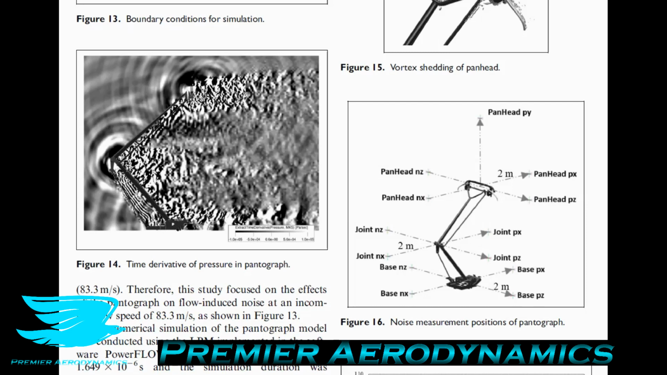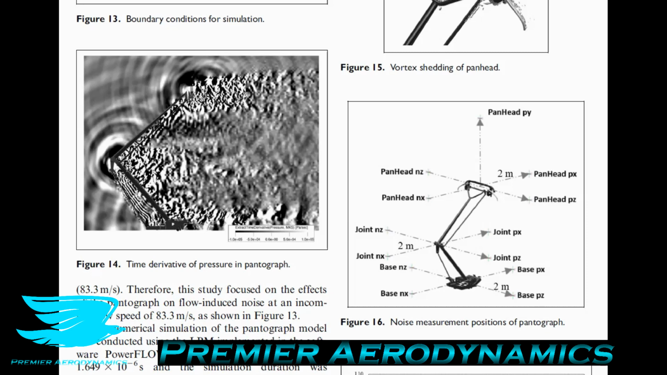And if these fluctuations are consistent, so they're periodic, then you get a tonal noise. If they're not, then you get a broadband noise. And what they're saying here is various parts of this pantograph are producing noise, including the panhead, the joint, and the base section. Moreover, it can be seen that complex turbulent flows were generated through the panhead, joint, and base section, which makes sense. This is where the acoustics is coming from.